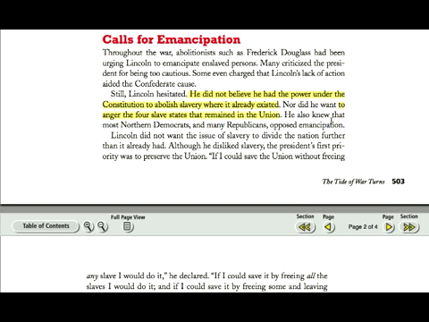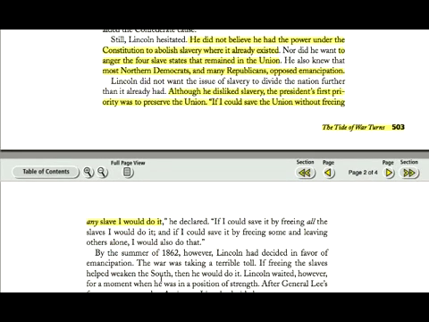He also knew that most Northern Democrats and many Republicans opposed emancipation. Lincoln did not want the issue of slavery to divide the nation further than it already had. Although he disliked slavery, the president's first priority was to preserve the Union. "If I could save the Union without freeing any slave, I would do it," he declared. "If I could save it by freeing all the slaves, I would do it. And if I could save it by freeing some and leaving others alone, I would do that."